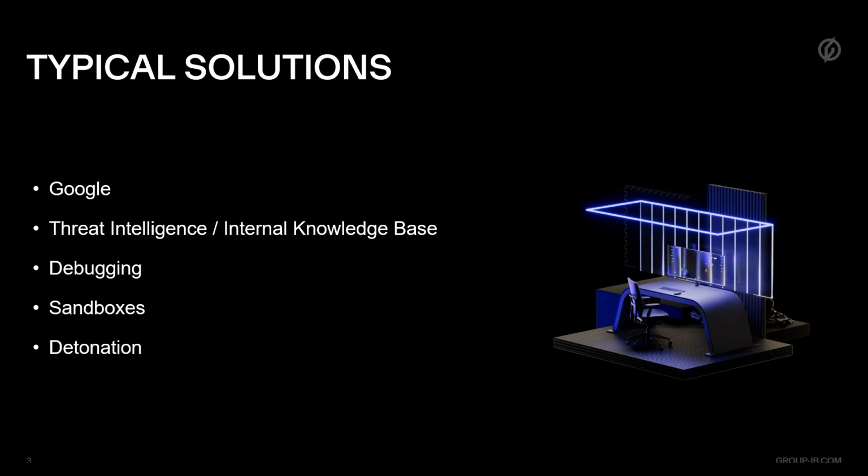Also on Google, you can try to search for additional information about current campaigns, about different vendor reports, some articles. So maybe you will find something related to your malware, to your URLs, and so on.